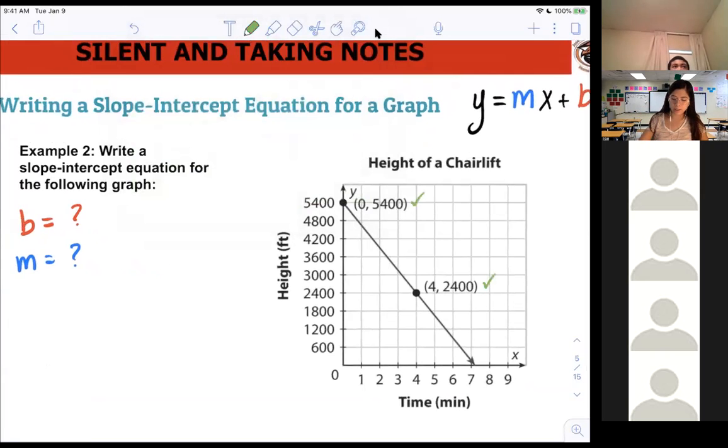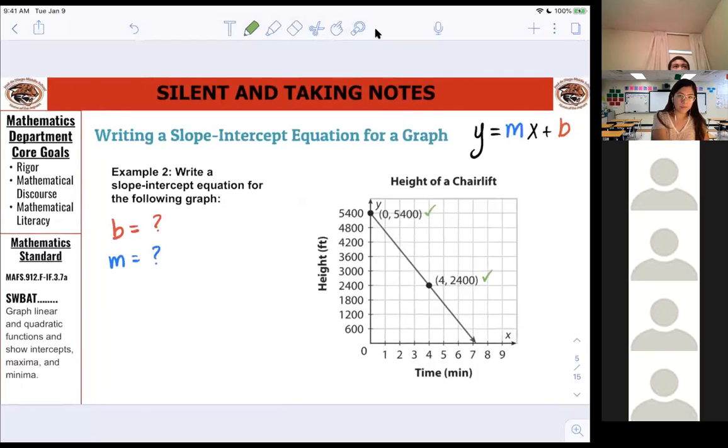So I want you guys now to take 3 minutes to calculate the slope and figure out where's the y-intercept. 3 minutes, calculate the slope and figure out where is the y-intercept. And for the slope, you can use whichever strategy you want.